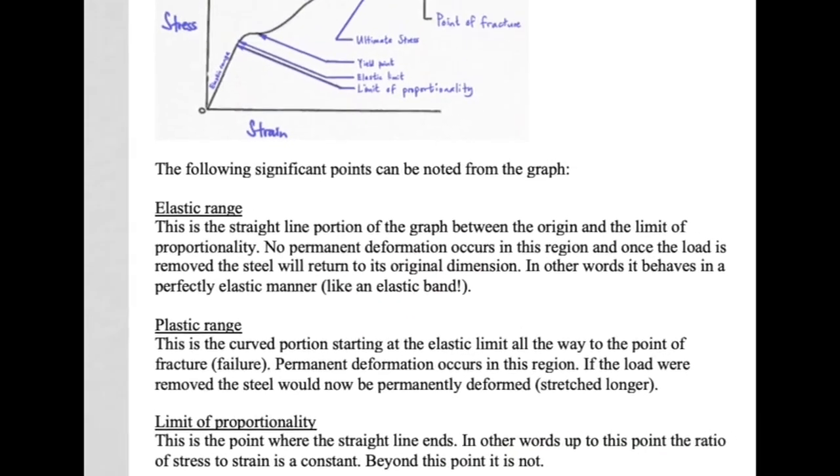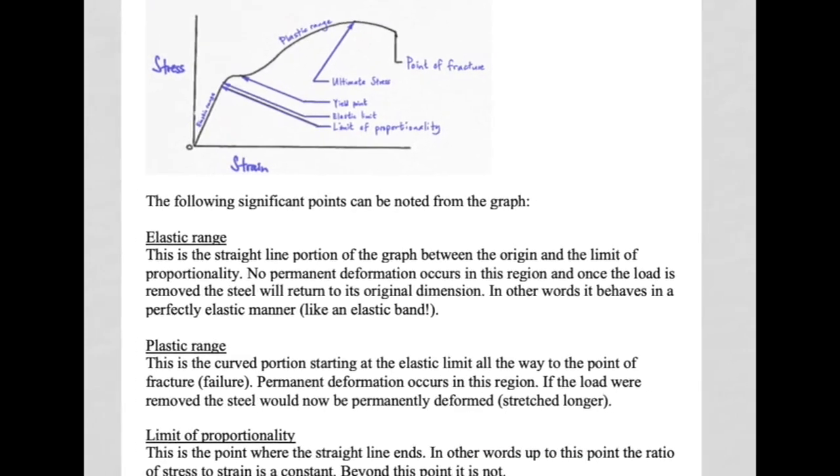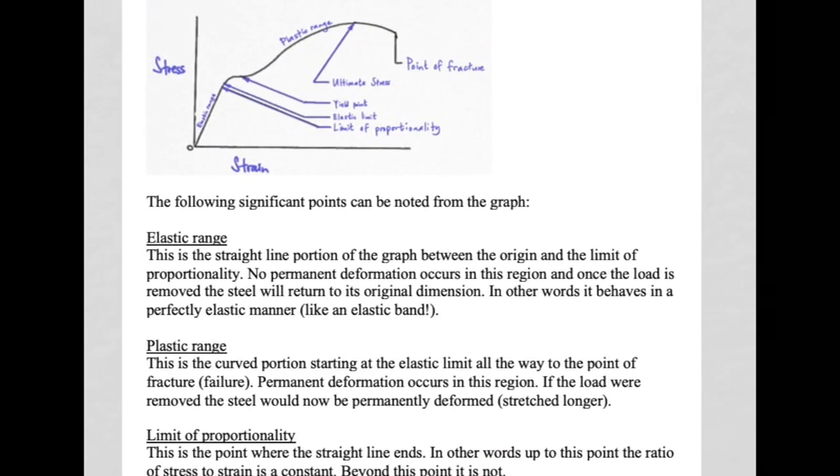The plastic range is where the permanent deformation occurs. So that is this curved portion of the graph. And it starts at the elastic limit and it goes all the way to the point of fracture or failure. Now here, permanent deformation occurs. And if at any point we were to remove the load, the steel would be permanently deformed. It would have become slightly longer.